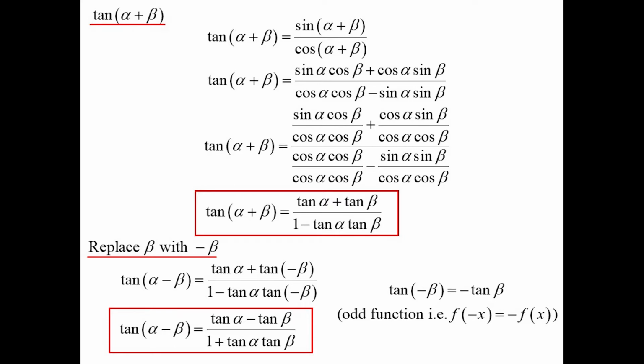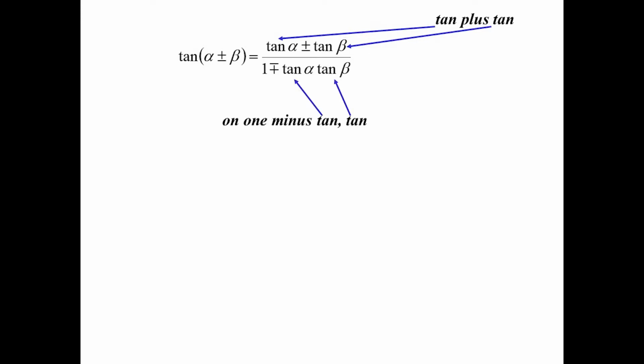The pattern's the same, but all we've got to remember with this one is the sign on top matches what we're doing. So we'll get tan of alpha plus or minus beta. So the top one, the sign stays the same, but on the bottom one, the sign changes. So how would I remember that one? Well, of course, it's simply tan plus tan on 1 minus tan tan.